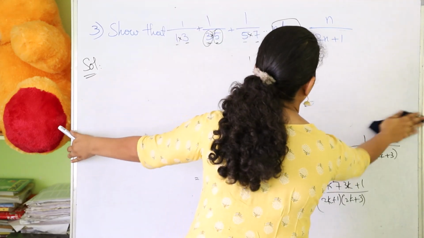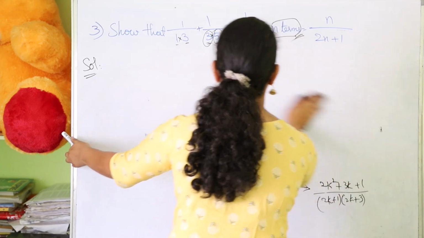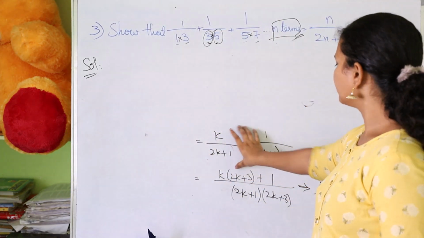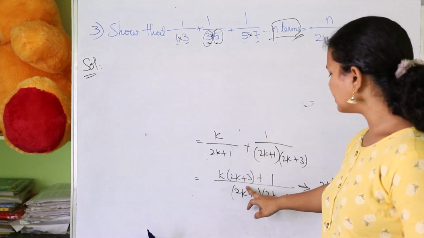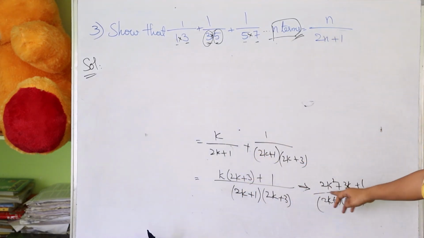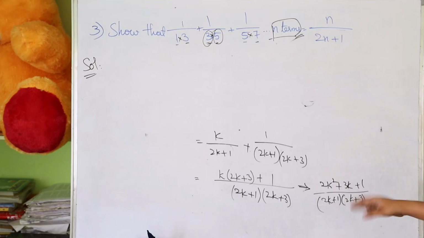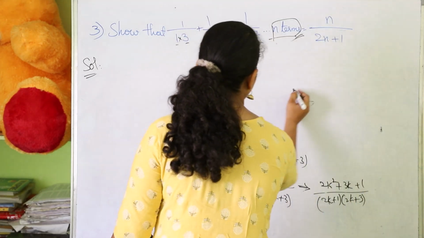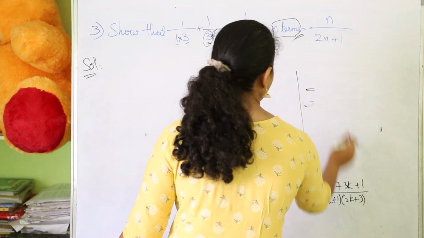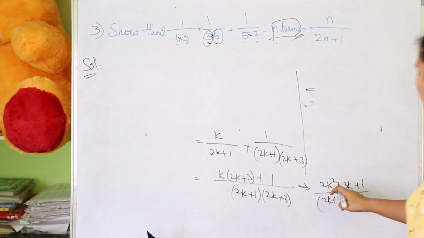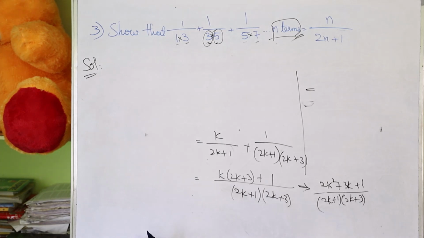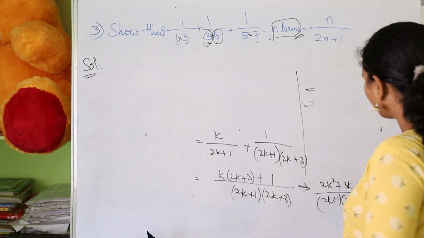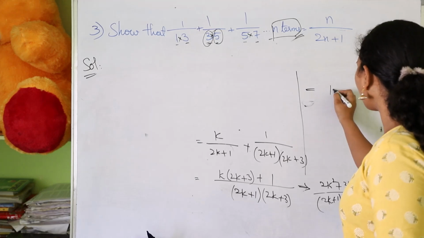So guys, here we are done with this side. This is the RHS side, and here we have done LCM. After LCM, we have made this 2k square plus 3k plus 1 by 2k into 2k plus 1 into 2k plus 3. So now you go like this, the next step. After this, we have 2k square plus 3k plus 1. So guys, here what you would do is try to take out k plus 1.